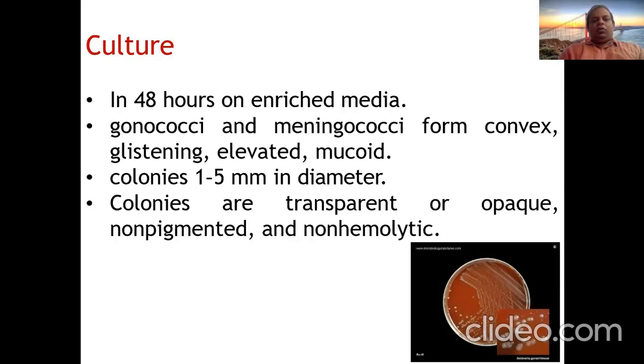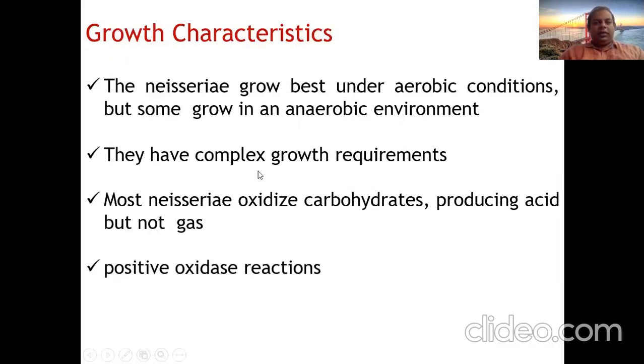Once they grow in culture, the colonies appear convex, glistening, elevated, mucoid, 1 to 5 millimeters in diameter. Colonies are transparent or opaque, non-pigmented and non-hemolytic. I think now you are familiar with hemolysis, so gamma hemolysis, we'll say non-hemolytic. Further, Neisseria grow best under aerobic conditions, but some grow in anaerobic environments as well. They have complex growth requirements, as I said.